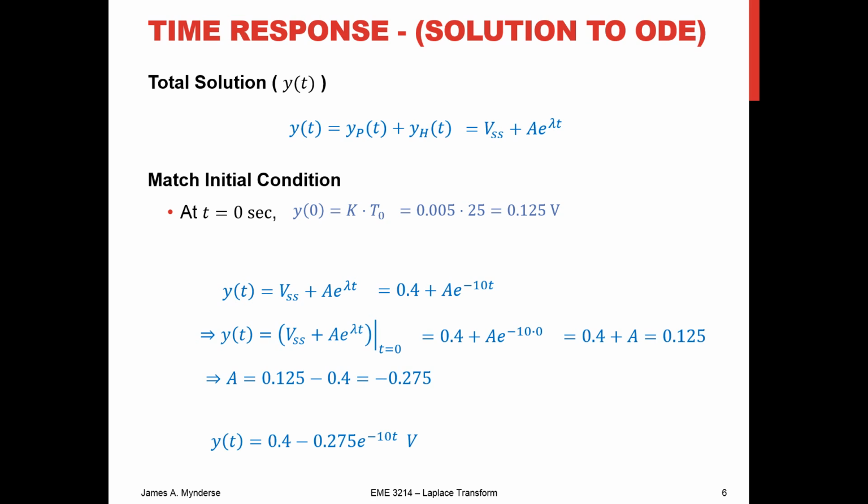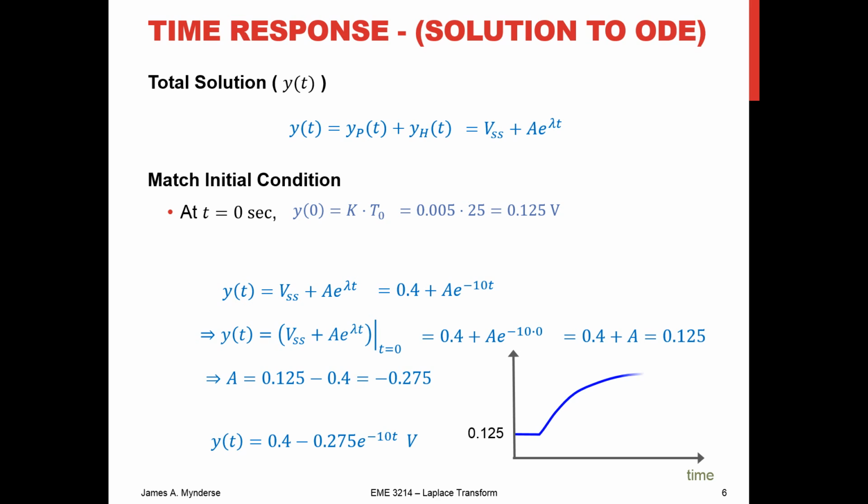So there is our final solution for the ODE. We know that y of t for a step input, and this is particular to the type of input that we used, for a step input, y of t is 0.4 minus 0.275 e to the negative 10t volts. There we go. That is our solution to the ODE.